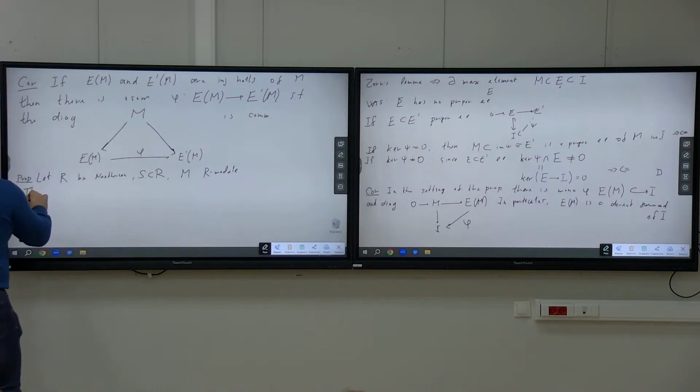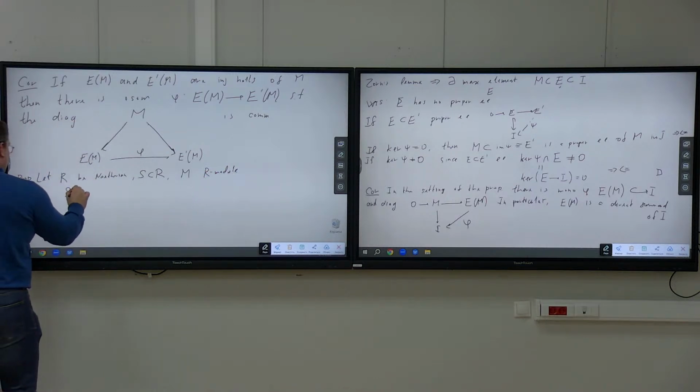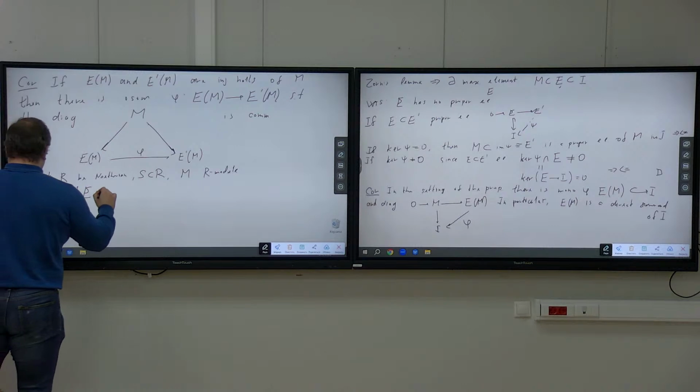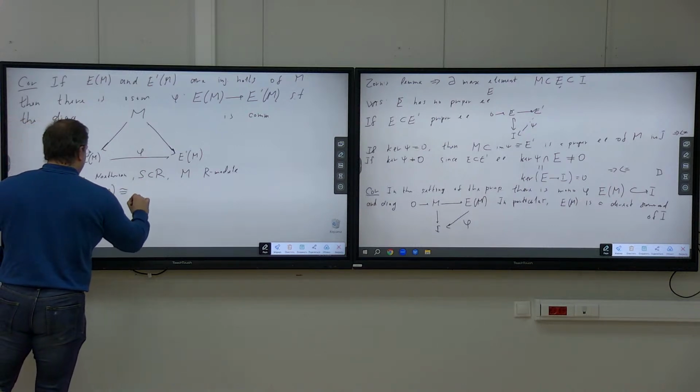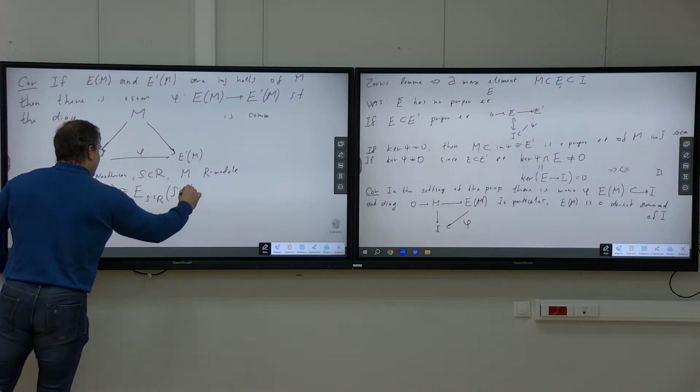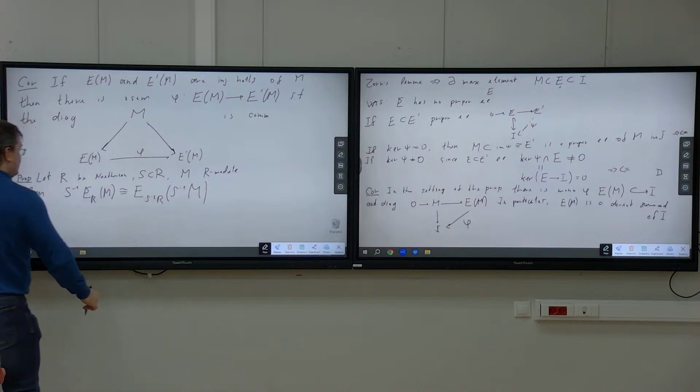So we take a multiplicative set, and we take an M to be in our module. So then, if you localize the injective hull, this will be isomorphic to the injective hull of the localization of the module over the localization of the ring.